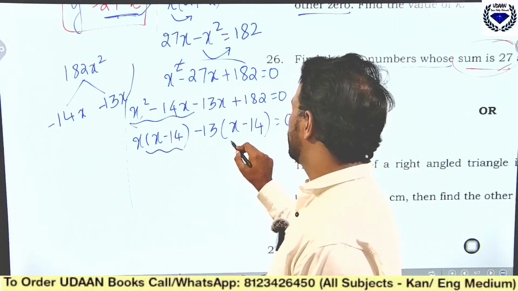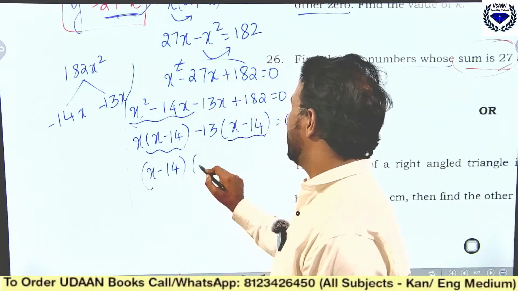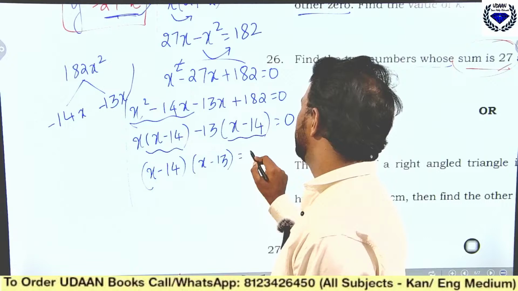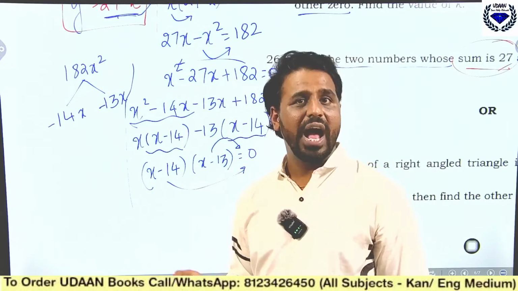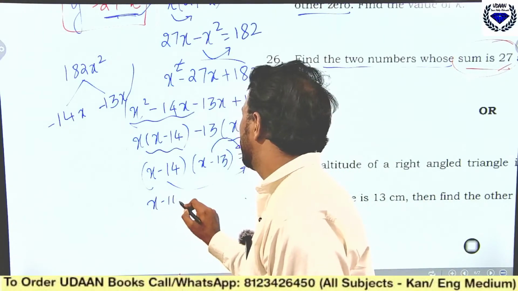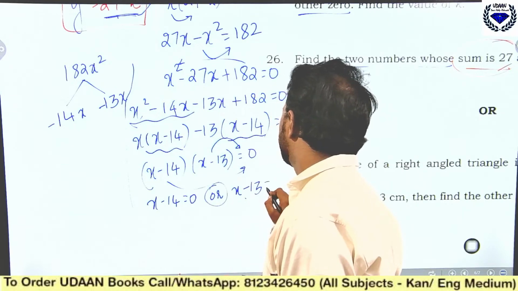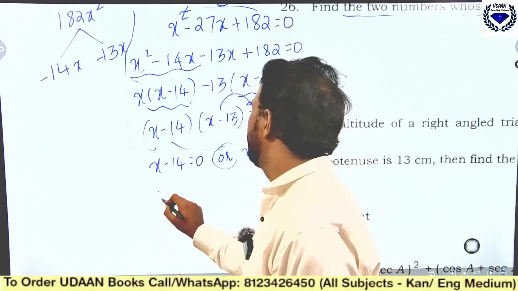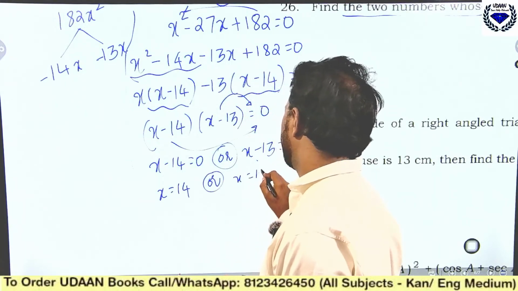Then you will get what? x minus 14 is common. Then you can find x minus 13, which is this term equal to 0 or this term equal to 0. Either this is 0 or this is 0. So x minus 14 equal to 0 or x minus 13 equal to 0. You will get what? x is equal to 14 or x is equal to 13.